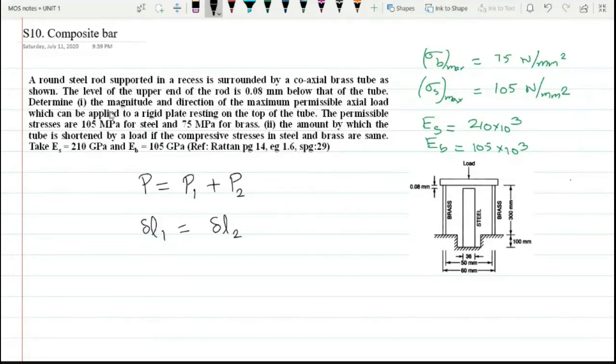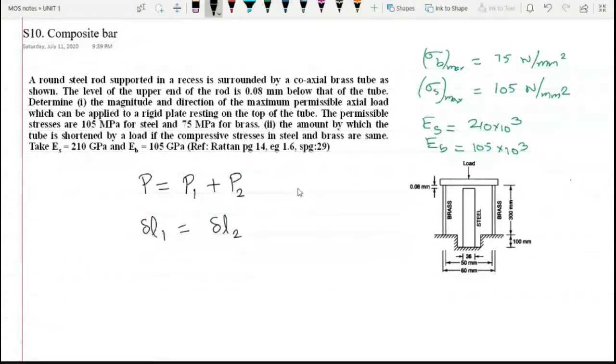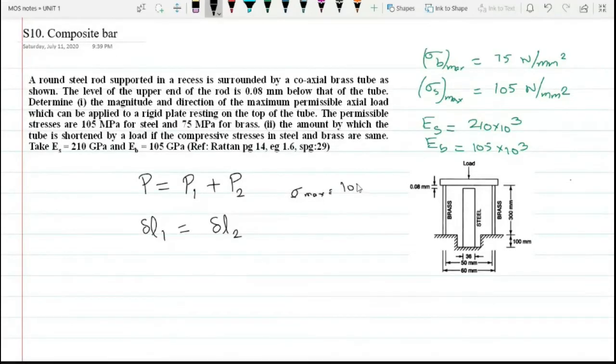They are asking you to determine the maximum permissible axial load. How much load can you apply so that the stress is 105 megapascal for steel and 75 megapascal for brass accordingly? So the maximum stress is given. This much stress is the maximum the material can withstand, which is 105 and 75. So if that is the case, what will be the load? How much load do you have to apply so that it does not exceed this, right?